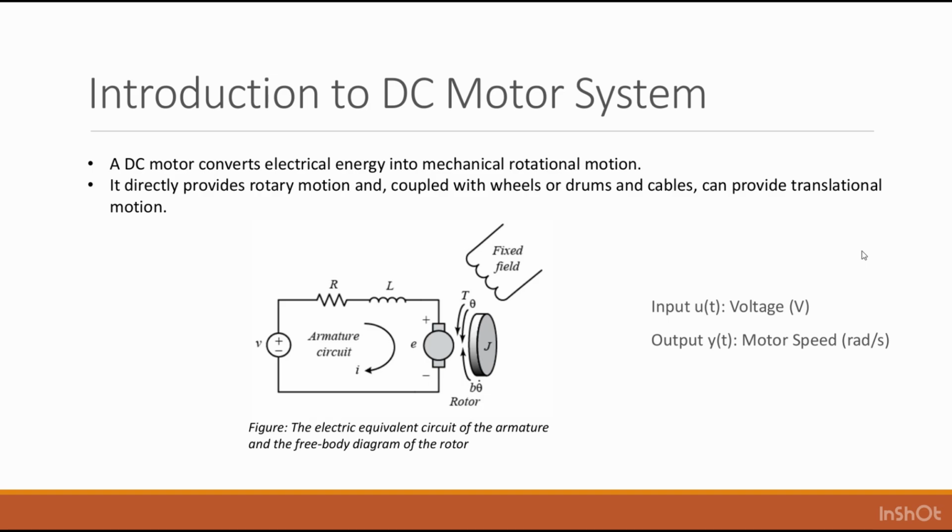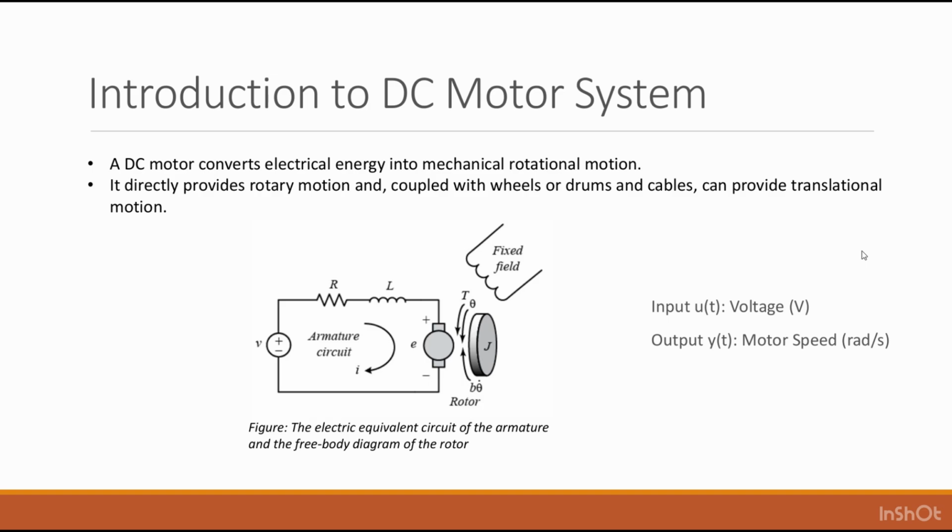The figure in this slide shows the electrical equivalent circuit and the mechanical model of the DC motor. On the left side of the diagram, the armature circuit contains the resistance R and inductance L, which affect the motor current. The applied voltage drives current through the circuit. The symbol E represents the back electromotive force, or back EMF, which opposes the input voltage as the motor rotates.